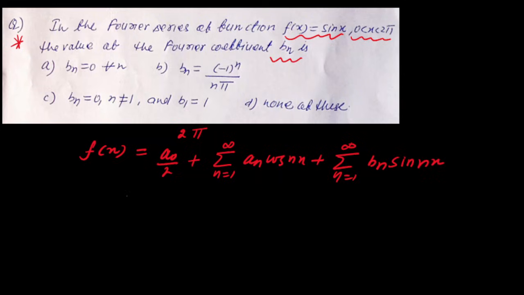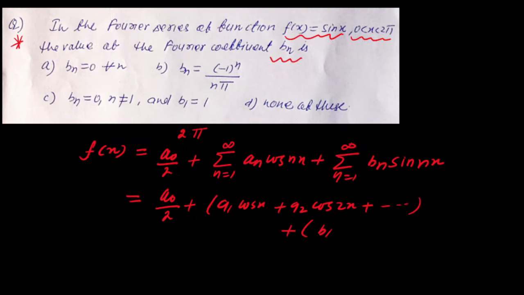If you write it for your convenience in expanded form, it will be a naught by 2, and it will be a1 cos x plus a2 cos 2x plus a3 cos 3x and so on. And this will be b1 sin x plus b2 sin 2x plus b3 sin 3x and so on.